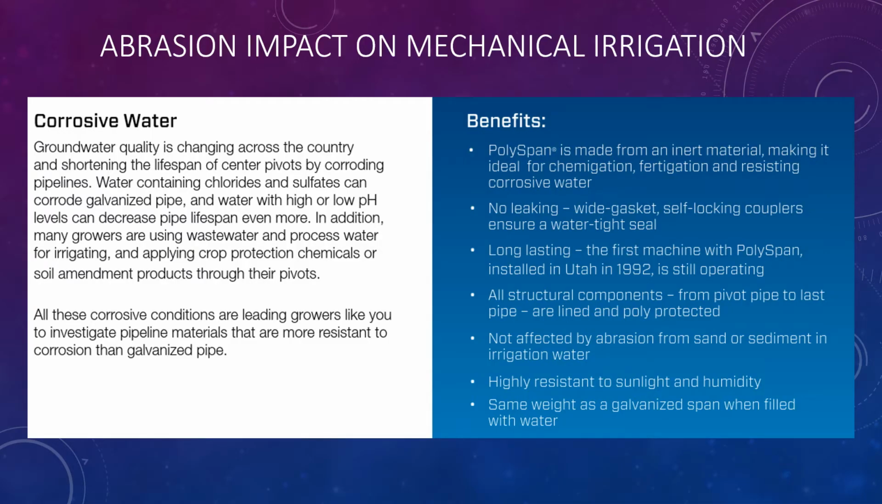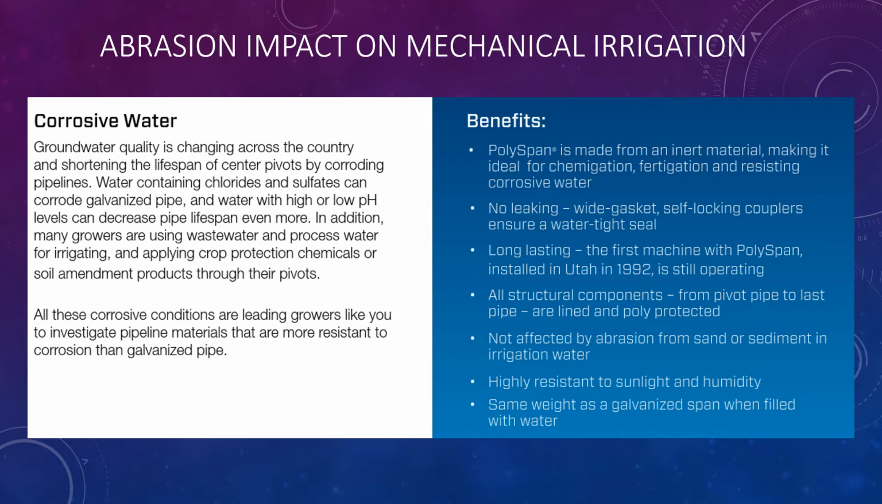So I searched high and low for descriptions of abrasion's impact on mechanical irrigation, and I can tell you from my discussions with people high up in the mechanical irrigation industry, they have seen a dramatic decrease in the life of the systems that typically lasted 20 to 30 years, as they've seen more sand and silt in the irrigation water due to declining well levels.